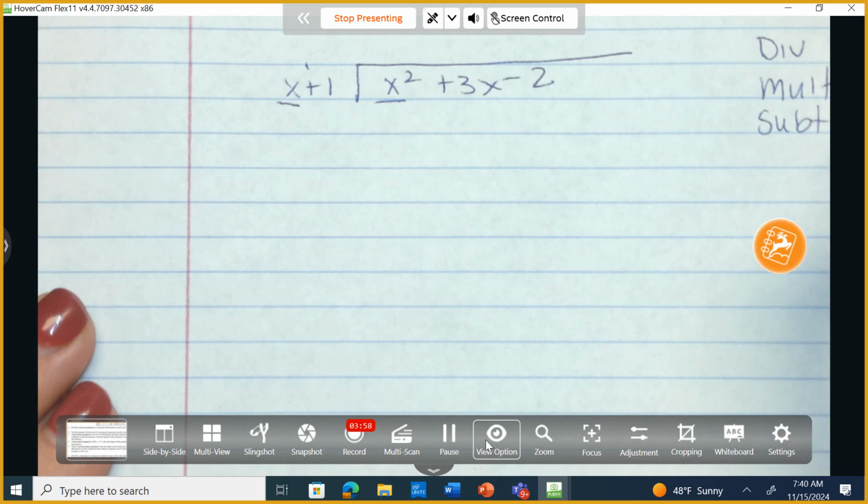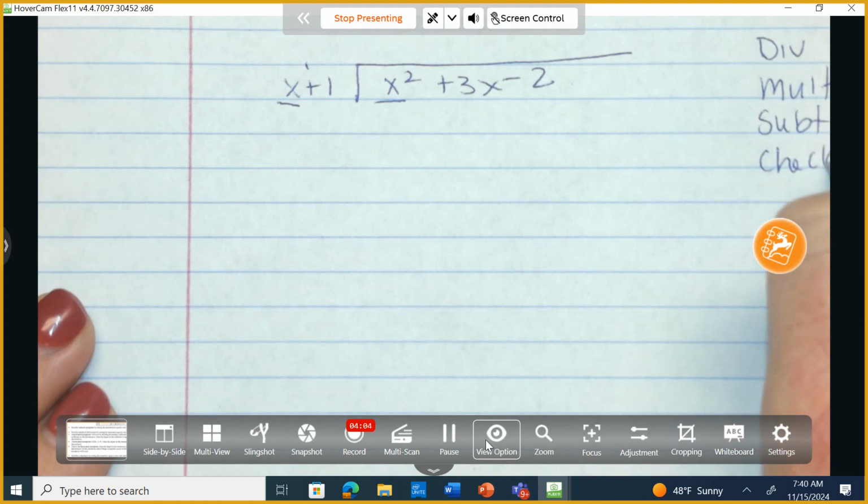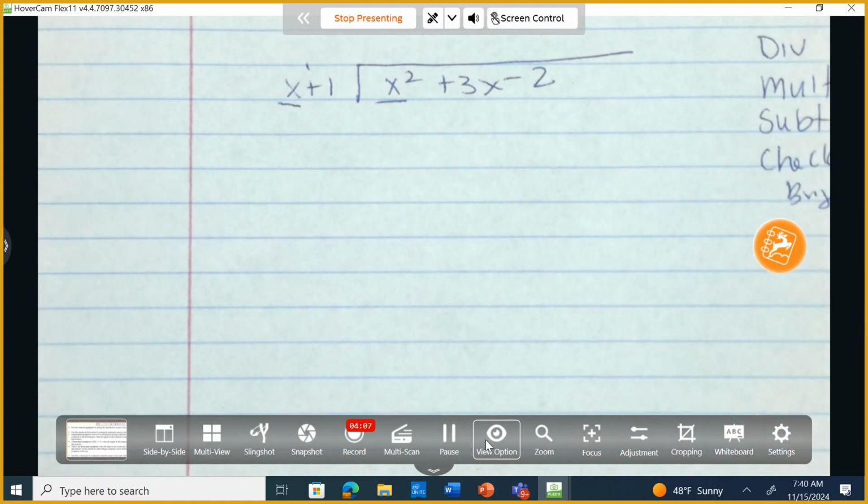Oh, by the way, I say change signs. Then I change signs. That means subtracting. Then I check, and then I bring down. Okay, we're ready to get started.